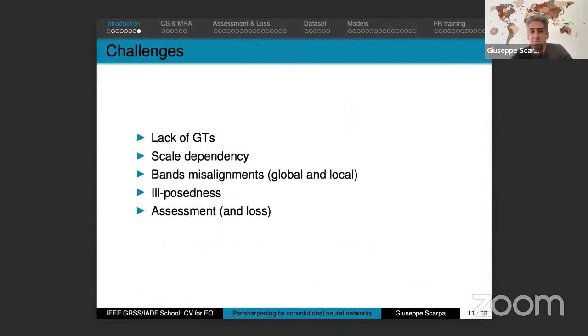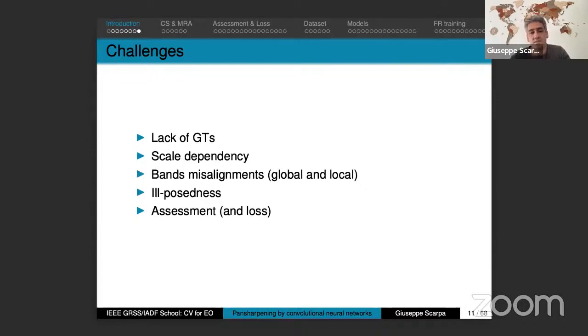Well, after these parentheses on related tasks, we can now summarize the main challenges for pansharpening. The most critical feature is certainly the lack of ground truth, the reference image to use for assessing objectively any designed algorithm by comparing its output with the ground truth. This is particularly critical for deep learning methods because this means that there are no reference images or labels, if you prefer, to carry out supervised training.